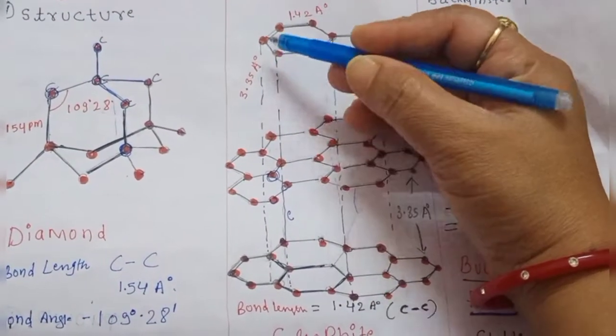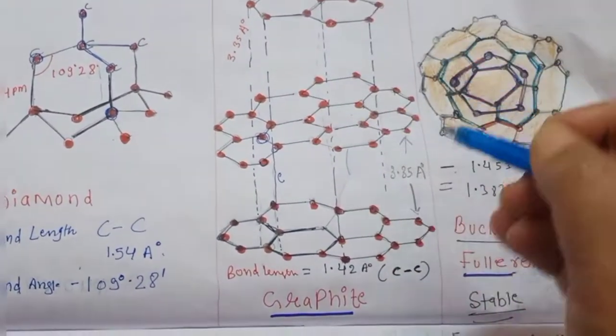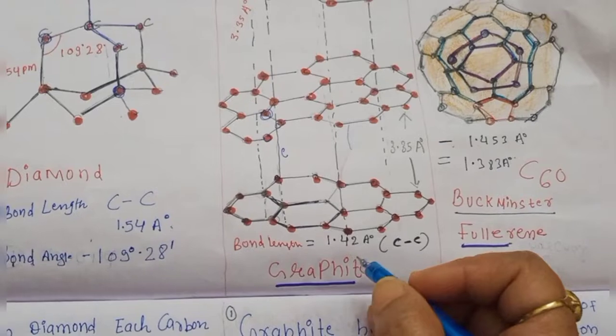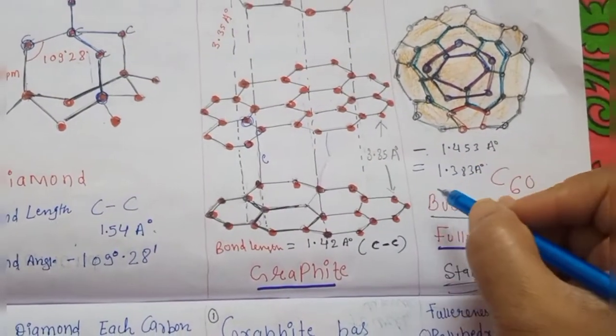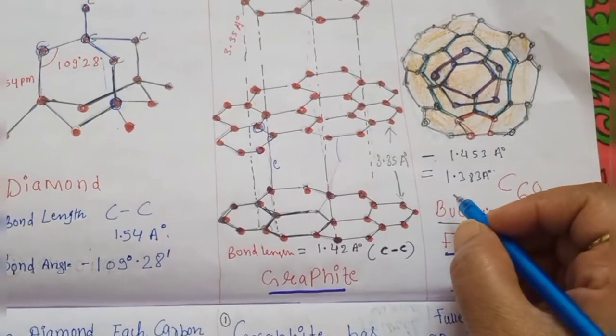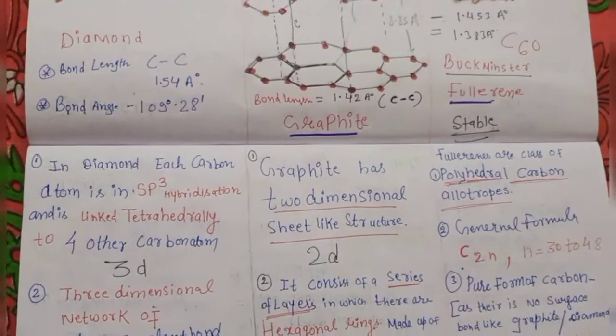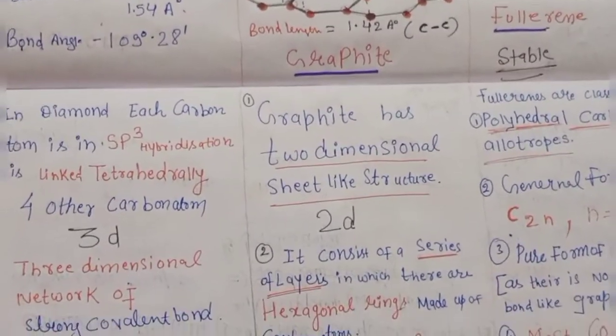The distance between the two layers is 3.35 Angstrom, and our carbon-carbon bond length is 1.42 Angstrom. In the fullerene, this length is 1.453 Angstrom, and the other is 1.383 Angstrom. I hope you can note these points down, and hope you will do well.